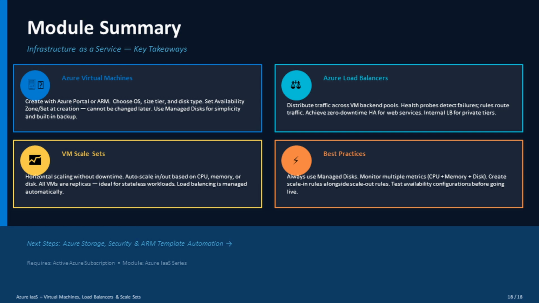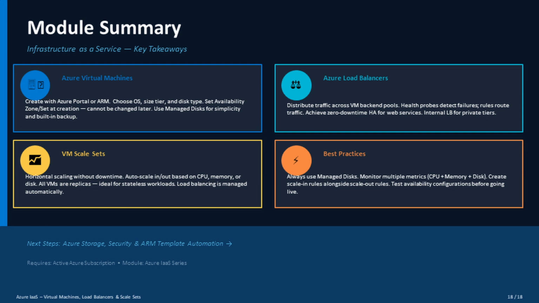Next, we explored Azure load balancers, which are essential for building highly available services. You learned how to configure backend pools, health probes, and load balancing rules to distribute traffic across multiple VMs, and how the load balancer automatically redirects traffic away from failed VMs, ensuring service continuity. Finally, we covered Azure VM scale sets, the cloud-native solution for elasticity and horizontal scaling. Scale sets automatically grow and shrink the number of VM instances in response to demand, without any downtime.